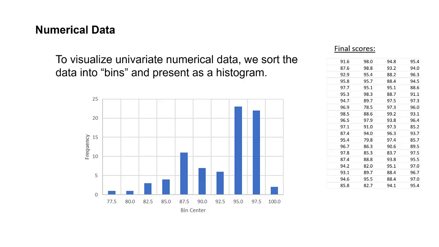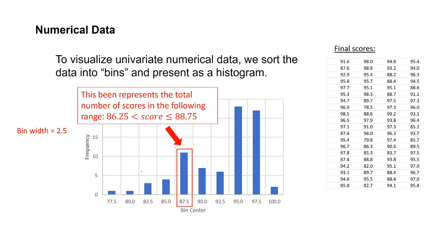Instead of presenting it as an XY scatter plot, we would typically visualize univariate numerical data using a histogram, as I've mentioned in a previous screencast on the differences between univariate and bivariate data. On the x-axis of this histogram, we have the bin center. We're taking all of the final percentage scores over here on the right, and sorting them into these bins. The bin width here is 2.5. For example, this bin with the bin center of 87.5 represents the total number of scores between 86.25 and 88.75. I'll talk a little bit more about this when I talk about histograms.